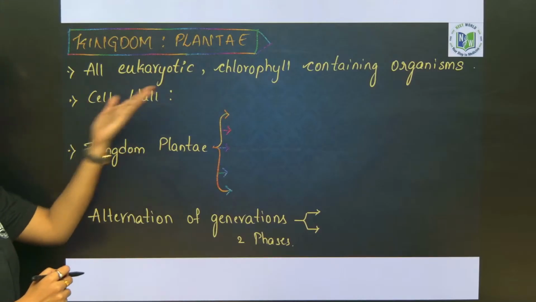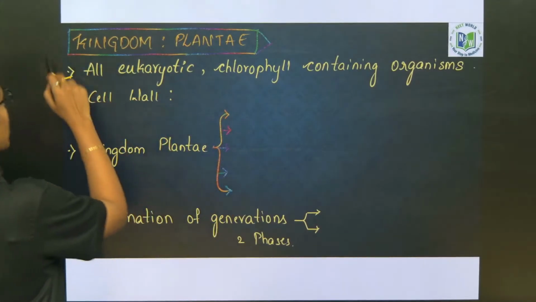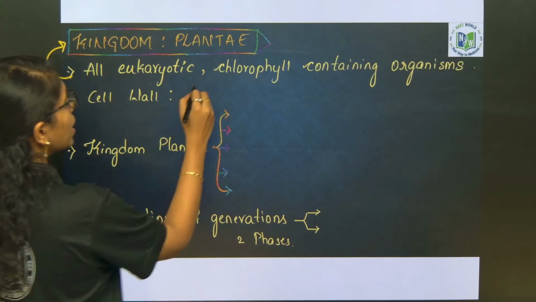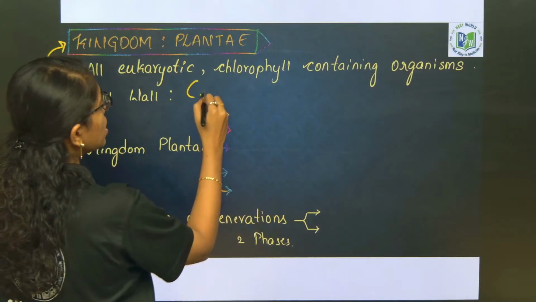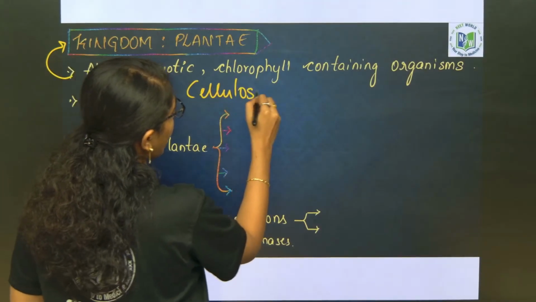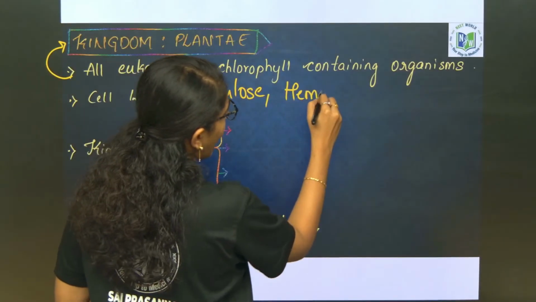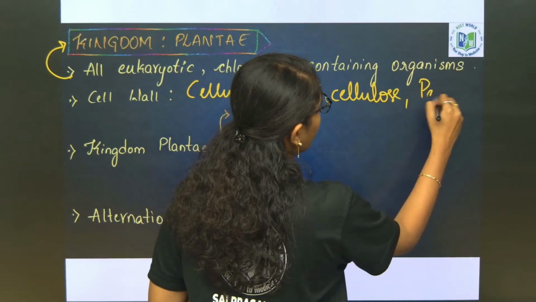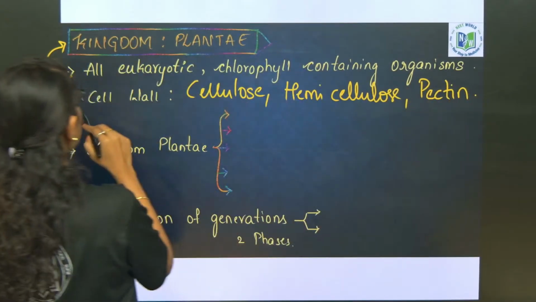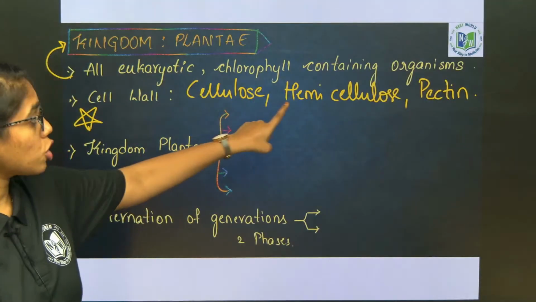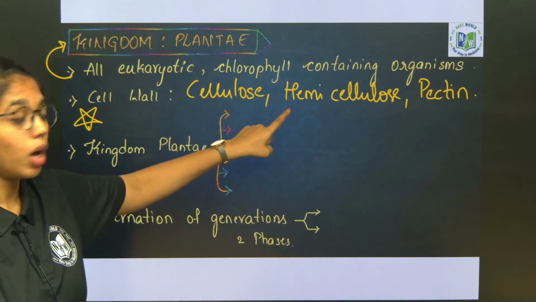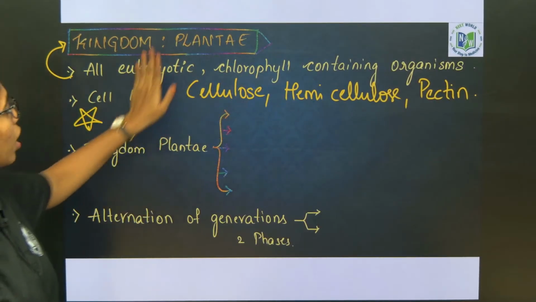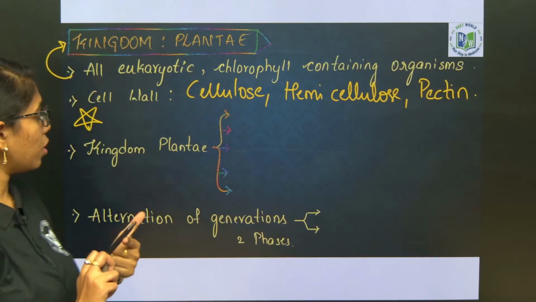All eukaryotic chlorophyll containing organisms are placed under Plantae. And the cell wall of Plantae includes what? Cell wall composition includes cellulose, hemicellulose and pectin. Very important beta, you have to remember the composition of the cell wall of plants. This is also given in cell biology under cell wall, also in plant physiology, also in plant kingdom. So the cell wall of plants is composed of cellulose, hemicellulose and pectin.